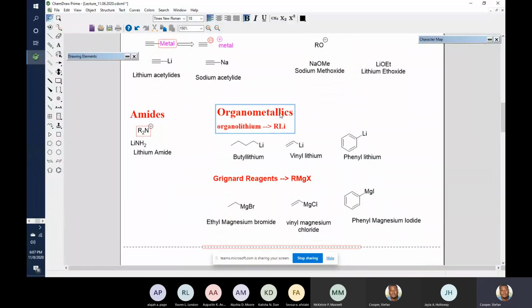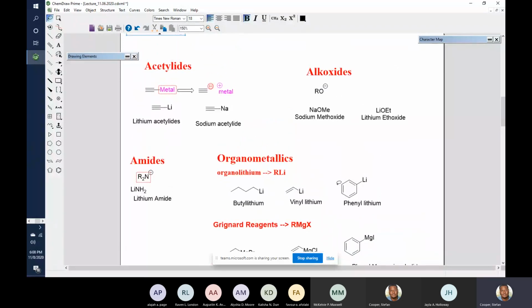On the opposite end of organometallics are the Grignards. Grignards are unique because they have an R group, the alkyl carbon, with magnesium X, and X again stands for any halogen. Here I have 2 carbons in the chain. This is ethyl magnesium bromide. Here I have a double bond again. This is vinyl magnesium chloride. And here I have my phenyl ring again with an iodine. So this is phenyl magnesium iodide.